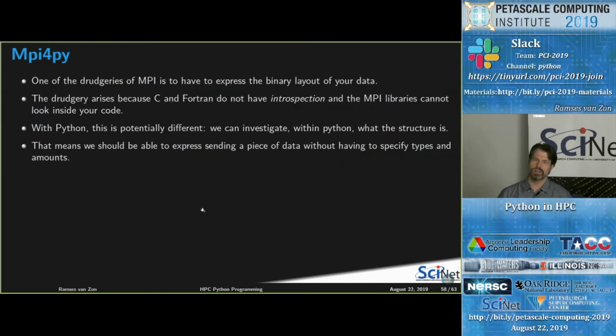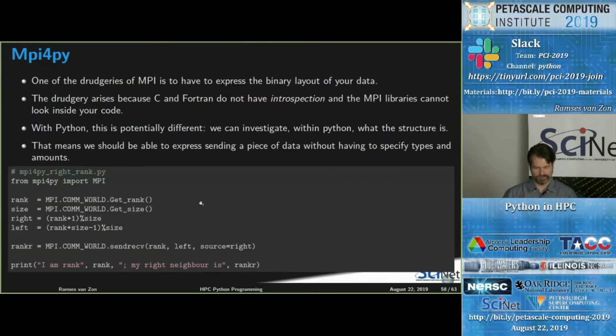So that's why code in MPI for Py is easier to read and easier to write too, if you don't mind paying a little bit of this penalty. So here's an example of code that sends. We've got n processes, and every process determines its rank and sends it to its right neighbor.